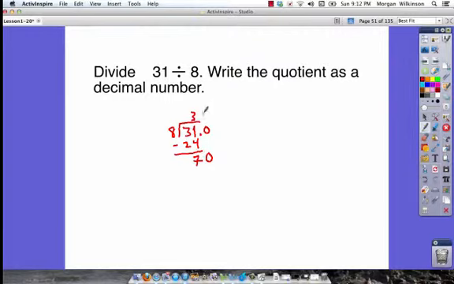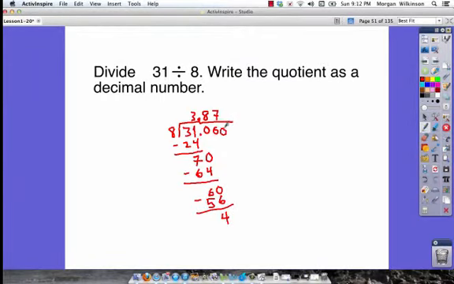8 is going to go into 70, 8 times. We'll remember to bring the decimal straight up here, because when we have a decimal that we're dividing, we bring the decimal straight up. So it's going to be 64, 8 times 8. We subtract, we've got 6 left over. We need to have another 0. 8 is going to go into 60, 7 times. We get 56. We subtract, we get 4.